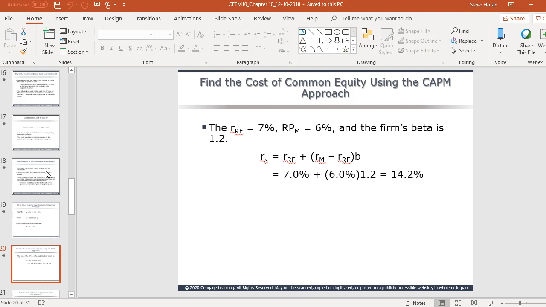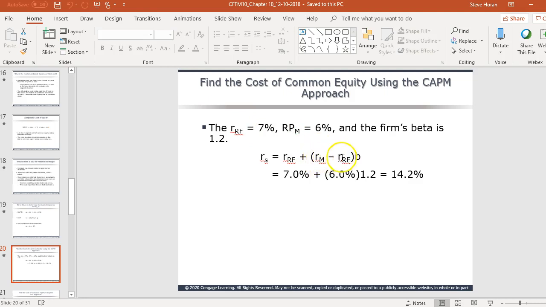Okay, so if you can recall our company and the numbers they gave us in the setup, the risk-free rate was 7, the market risk premium is 6, and the beta is 1.2. So I want to point out that R sub M is the market return, and R sub RF is the risk-free rate, and the difference is your market risk premium, the 6%. They did not tell us what the market return is, but I can tell you it's 7 plus 6. The risk premium plus the risk-free rate is 13, and that's the market rate of return.